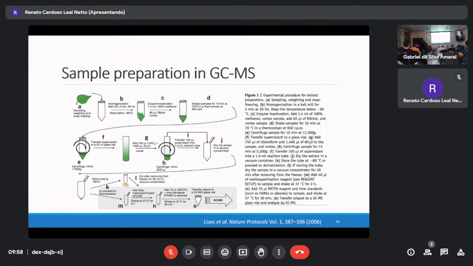The message is, as I told you, for the optimization of sample preparation, you always have to consider what kind of analytical technique you are using. So if you are using GCMS, you have to follow this one. For NMR cases, please suggest.